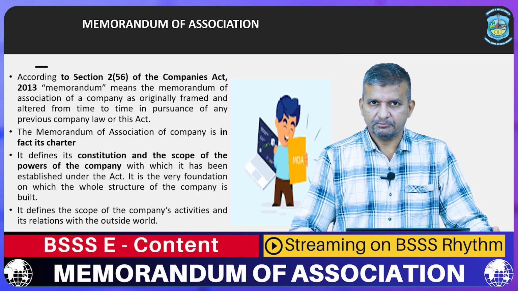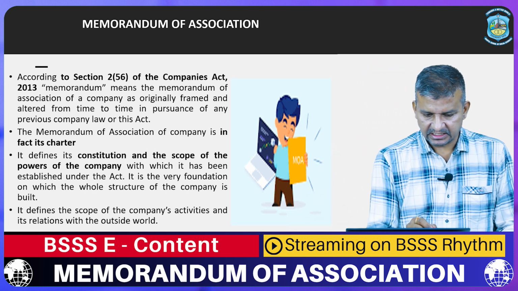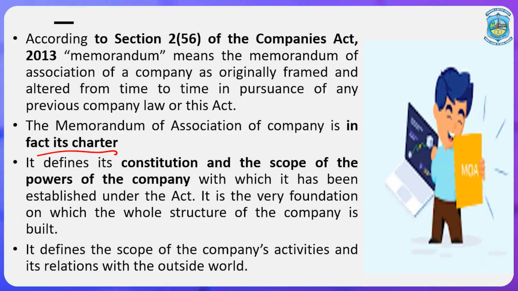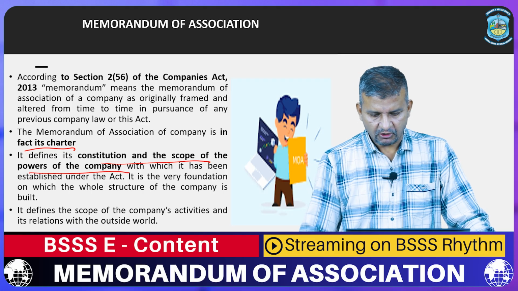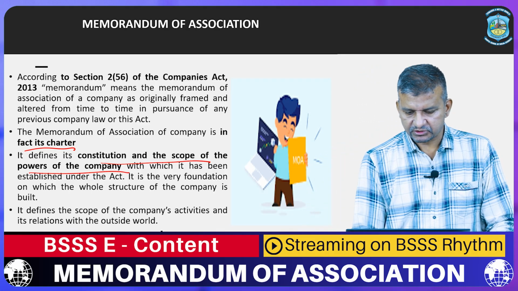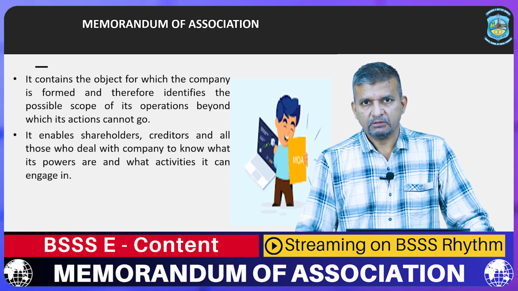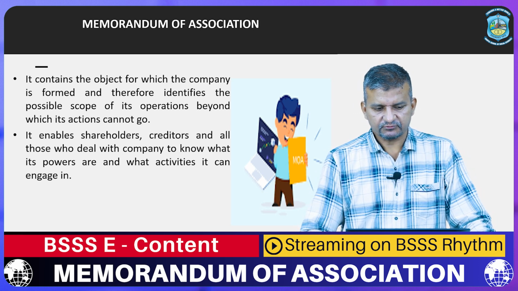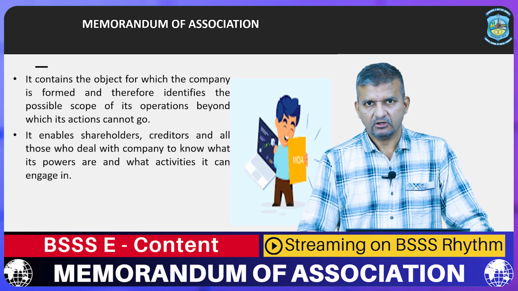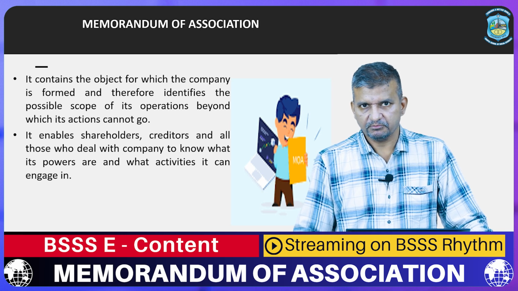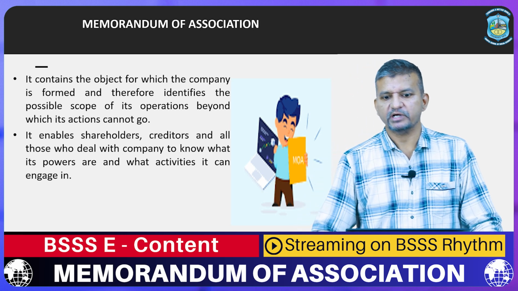To put it in very simple language, Memorandum of Association is the charter of the company. The constitution and scope of the power of the company is defined under the Memorandum of Association, and also its relationship with the outside world. Memorandum of Association also contains the objects for which the company is formed, and all the shareholders who are dealing with the company are supposed to know the contents of the memorandum.